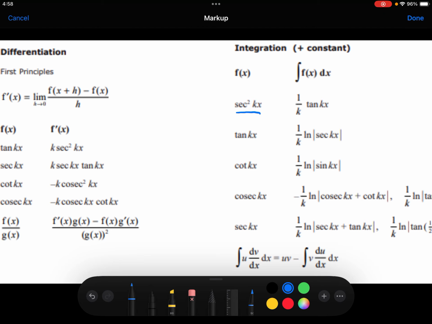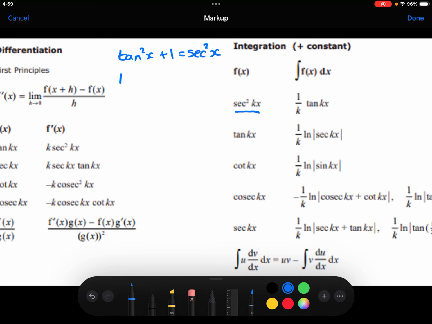And I know that tan squared can be turned into a sec squared. I know that tan squared plus 1 is equal to sec squared from my trigonometric identities. Therefore, I know tan squared can be turned into sec squared minus 1, which means I can then integrate the sec squared to be tan, and the 1 will integrate easily.